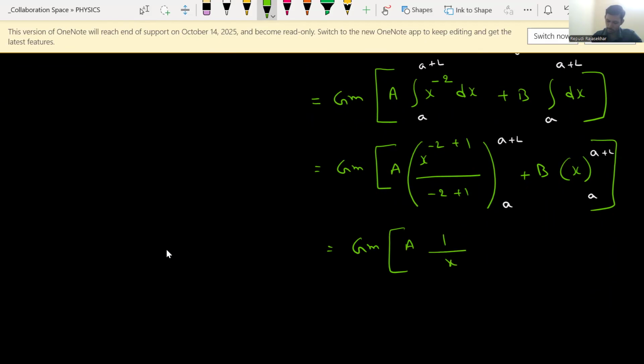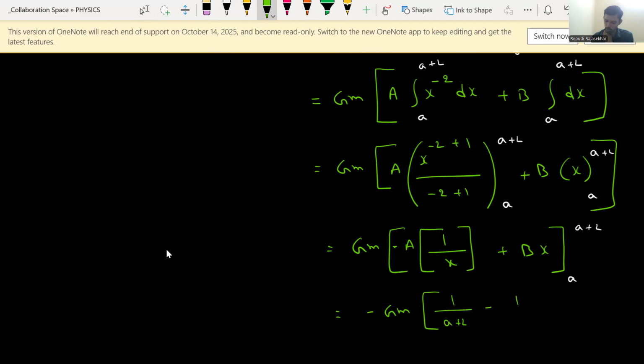1 by x, negative is there, so that minus we need to write, so minus of this minus I'll write here outside, okay, plus b into this is x. Limits we will substitute common limits, so a to a plus m. So this is minus GM into, first of all, upper limit. What is the upper limit here? A plus l. Upper limit minus lower limit is how much?